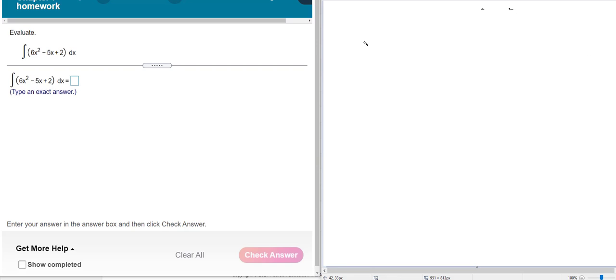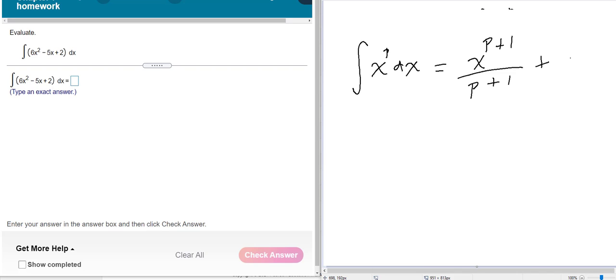If we're going to take the integral of x to the p dx, the dx means the derivative has already been taken, it's going to be x to the p plus 1 divided by p plus 1, because we reduced it by 1 and multiplied by that. And then, of course, plus c.